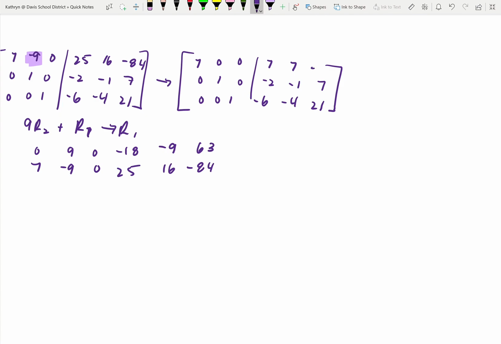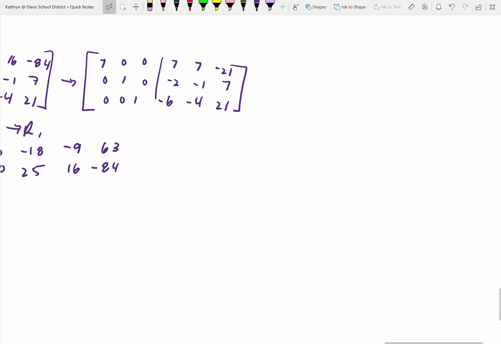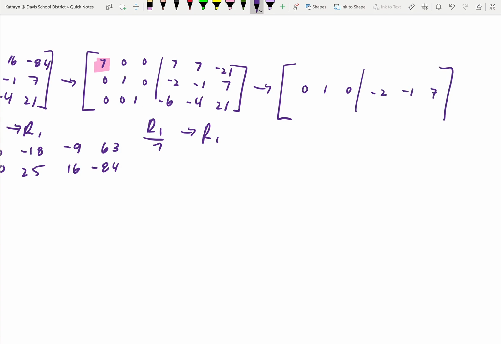and negative 21. And now at the very last step here, you can see that if I make that a 1, it's going to be clean. So row 1 divided by 7 becomes my new row 1. Everything in that entire row, 7 goes into it. So row 2 doesn't change. Row 3 doesn't change. Divide by 7 and you get 1, 0, 0, 1, 1, negative 3.